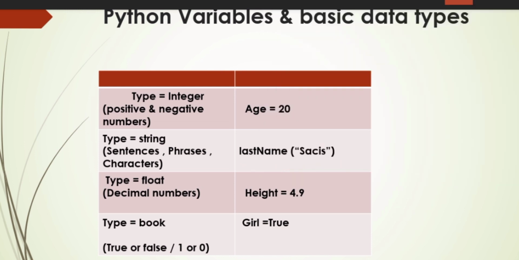And next is the data type float. Float is decimal numbers. For example, height: 4.9. The value of height is 4.9. Lastly, bool, which identifies whether something is true or false. For example, girl. Based on me, I am a girl, so true.